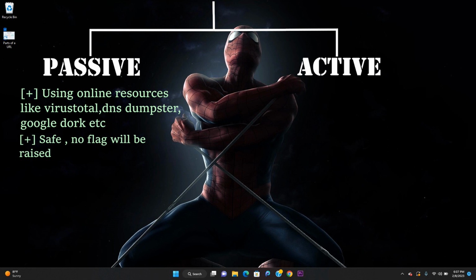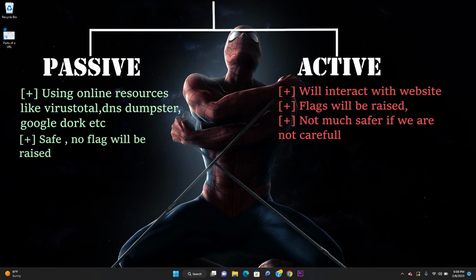And the second technique is active subdomain enumeration. So what is this active subdomain enumeration? It is just the opposite of passive subdomain enumeration. In active subdomain enumeration, flags are raised in the company's firewalls or in the company's infrastructure, and we may get caught.